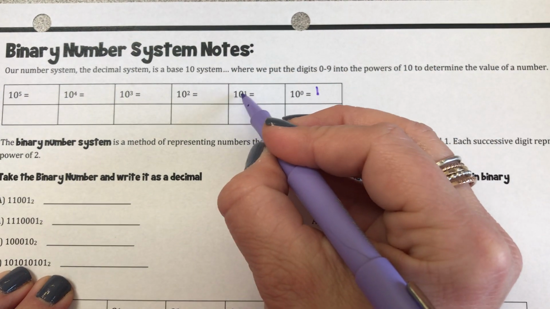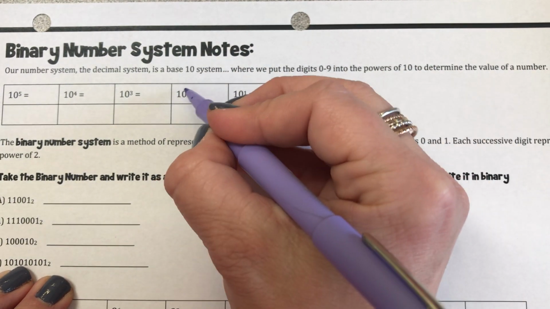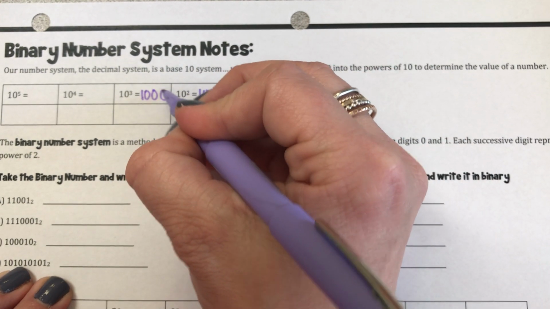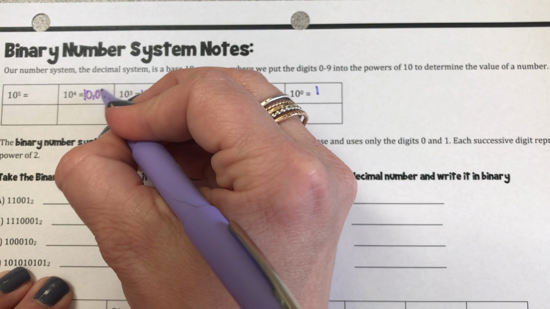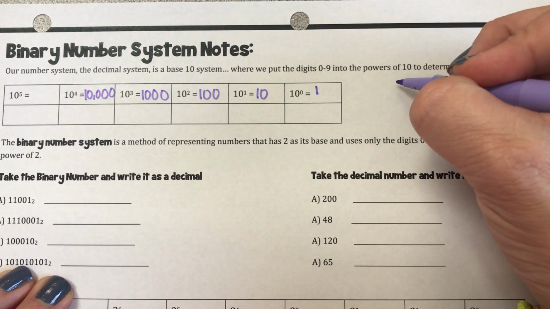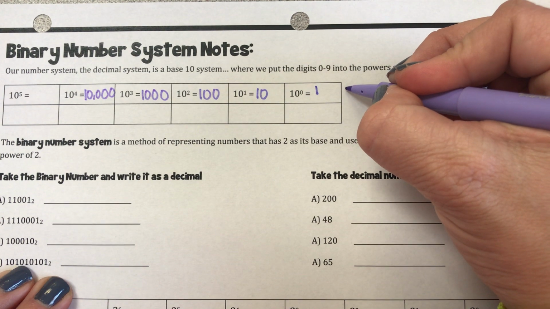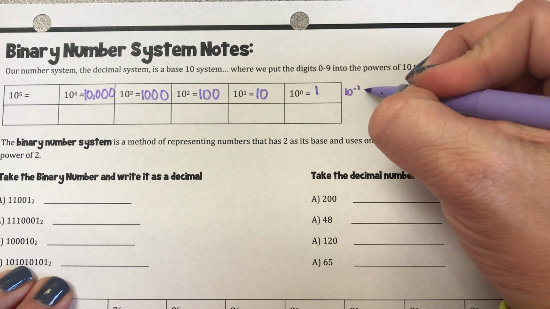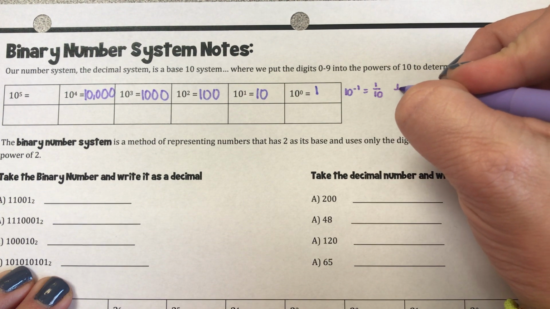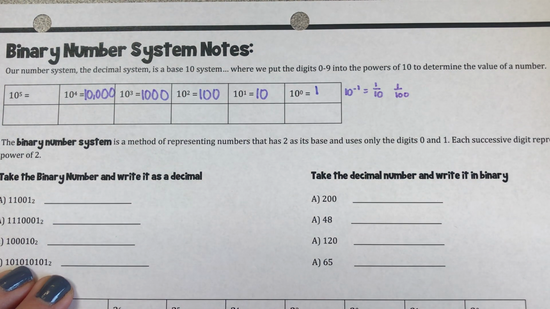What's anything to the 0 power? 1. 10 to the first is 10. 10 squared is 100. 10 to the third is 1,000. 10 to the fourth is 10,000, and on and on and on. Okay, I could even take it this way and say 10 to the negative 1 is 1 over 10. 10 to the negative 2 is 1 over 100, right?